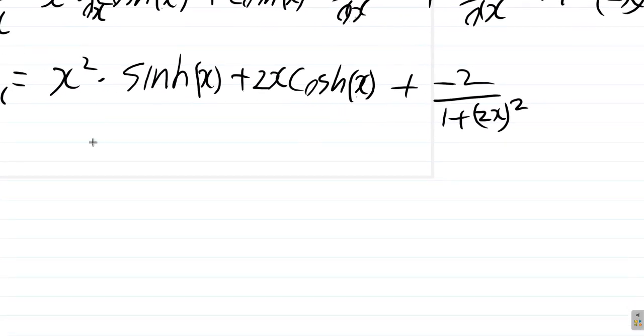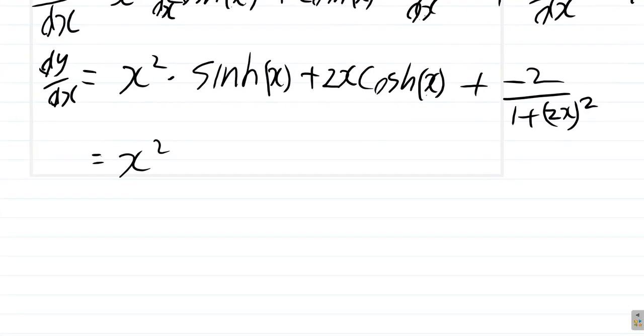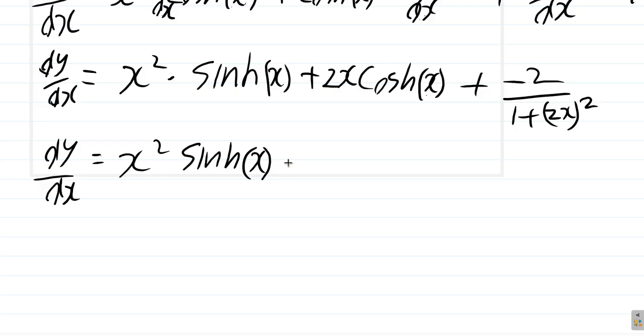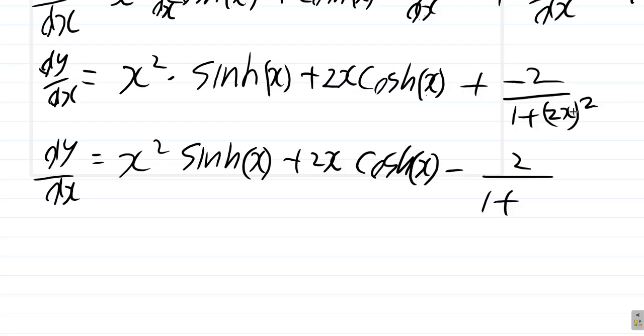So what we get for our answer is that dy by dx is equal to x squared sinh x plus 2x cosh x minus 2 over 1 plus, well, 2 squared is 4, 4x squared. So that's what we get.